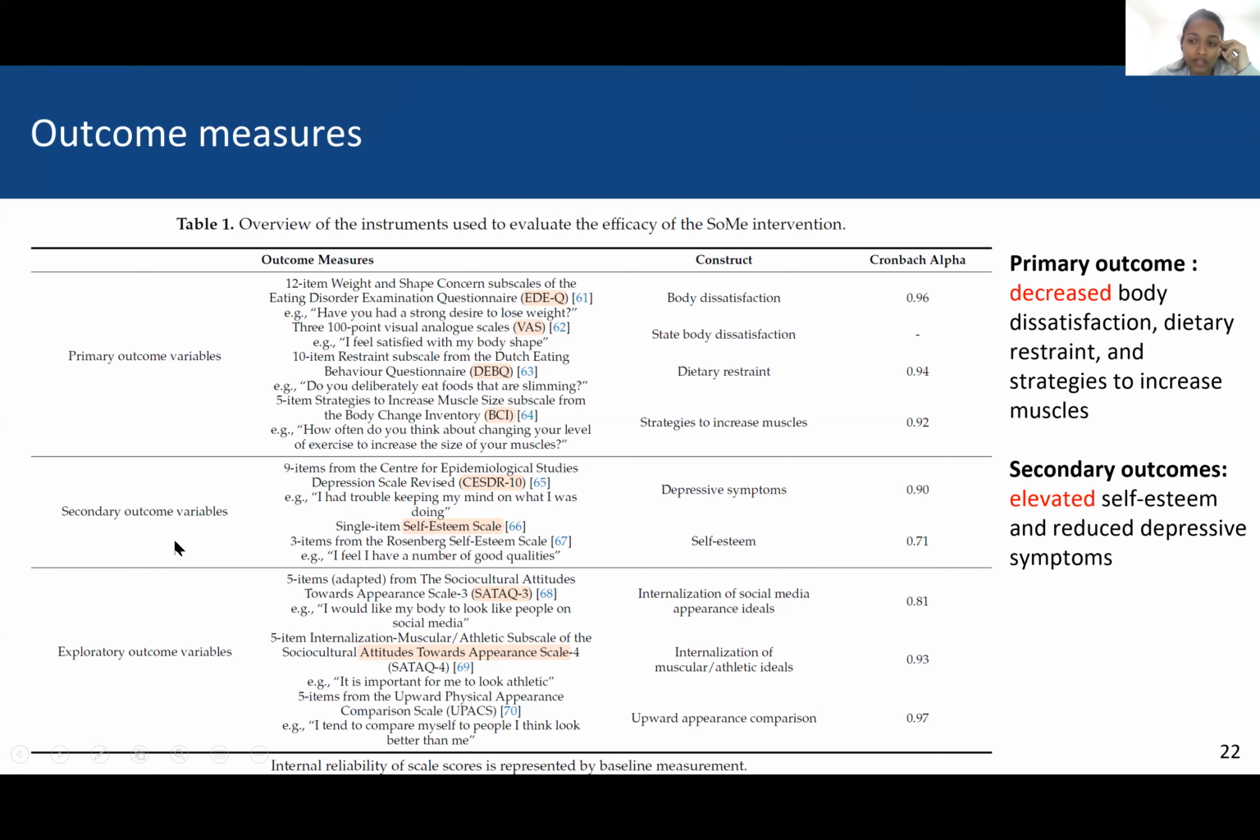So if a Cronbach alpha is more than 0.7, it is usually considered as adequate. So if we see here, all the values were greater than 0.7 with just the questionnaire of self-esteem having a value of 0.71, but it was still more than 0.7. So all these indicated good reliability measures.